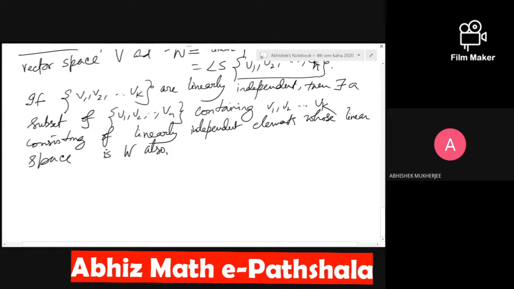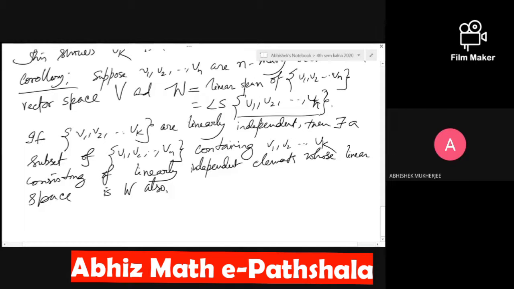So what is the trick of the proof? First of all, if V1, V2, ..., Vn are linearly independent, then we are done. There is nothing to prove.